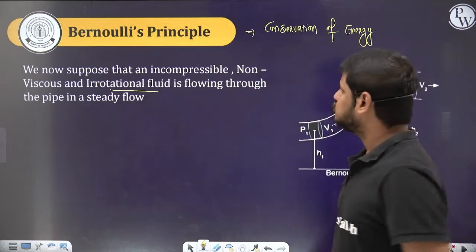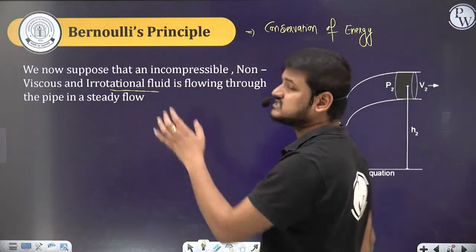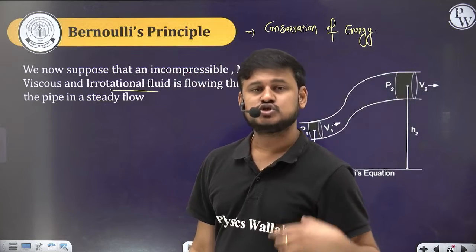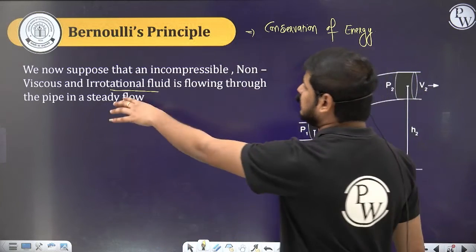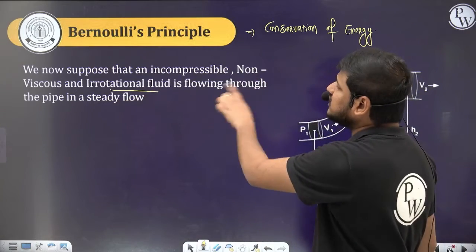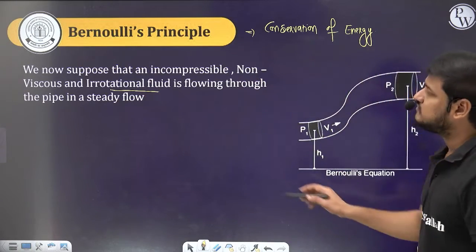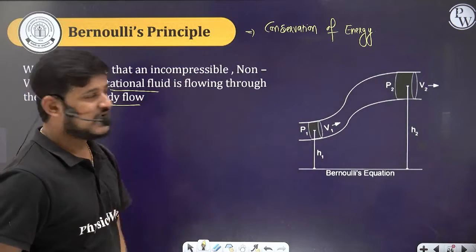added here. So we know what is incompressible, the density is going to be the same, and non-viscous, there is no tangential force, so there is no shearing stress, or no shearing force. And irrotational, the liquid should not rotate. So it is flowing through the pipe in steady flow. So how should it flow? For steady flow only, Bernoulli's principle is applicable.